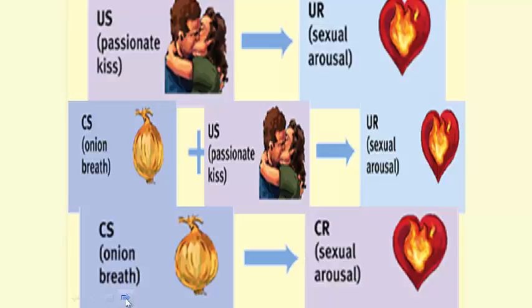According to Pavlov's classical conditioning, if the onion breath is paired with the passionate kiss, over time, the sexual response will be hardwired. Now, onion breath will cause sexual arousal. You can see with this diagram how easily human sexual response can be wired. Unfortunately, it is extremely difficult, if it is possible at all, to change human sexual response once the connections have been made.